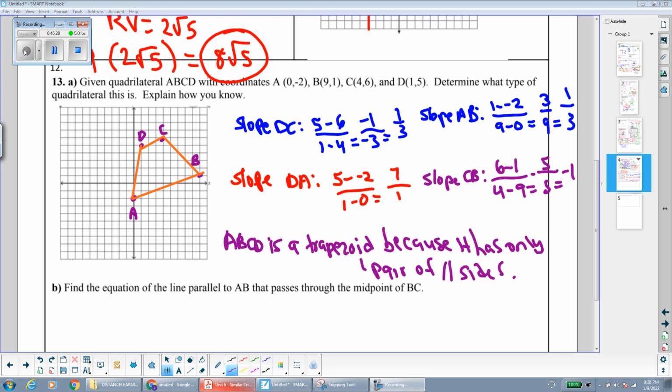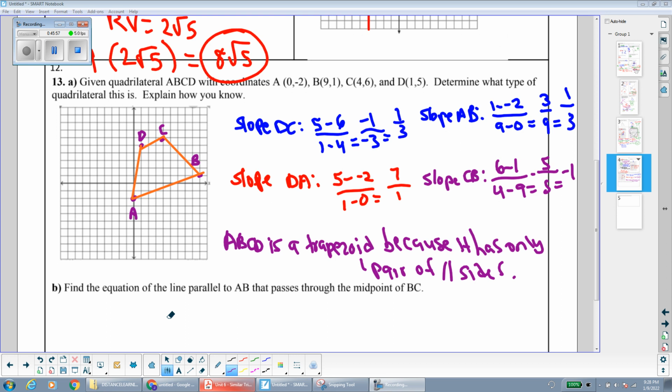So based on the slopes that I found, this is a trapezoid because there is only one pair of parallel sides, the bases DC and AB. Part B is asking us to find the equation of the line parallel to AB that passes through the midpoint of BC. BC is a leg of the trapezoid, and if we connect the midpoints of the legs together, we get the mid segment of this trapezoid, and the mid segment of a trapezoid is parallel to both of the bases.